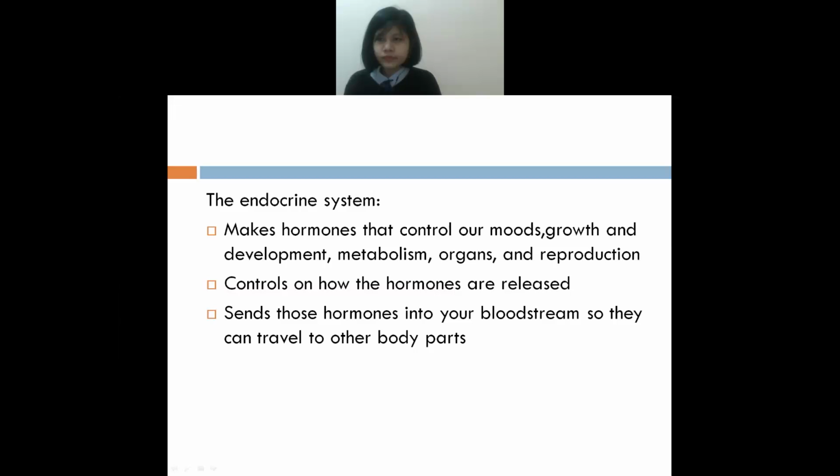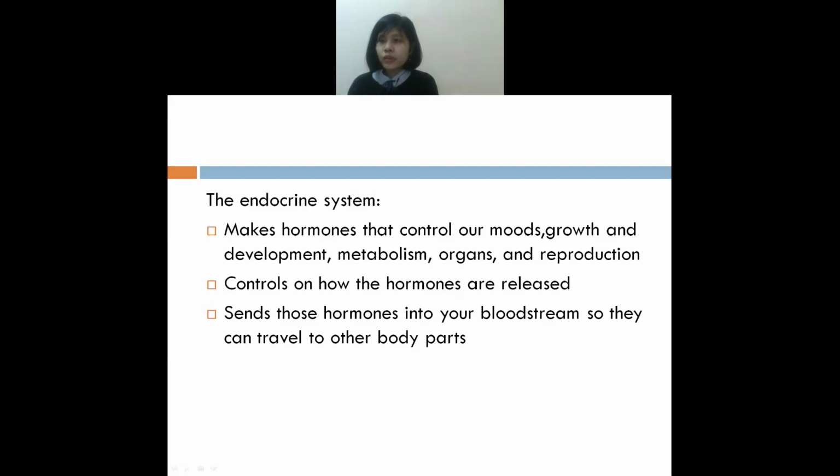They make hormones which control our mood. They also help in growth and development, metabolism, body functioning, organs, and reproduction.